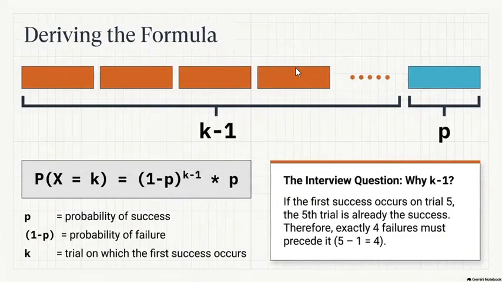So let's derive the formula. We have K trials in which we will get the success. How many trials will be failures? It's very simple: K minus 1. The probability of success is P and the probability of failure is 1 minus P. So it's (1 minus P) to the power K minus 1, times P, which is similar to the distribution we already learned in binomial distributions. Let's get to the next part.